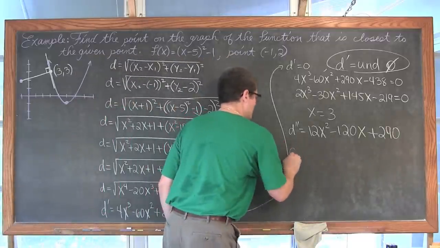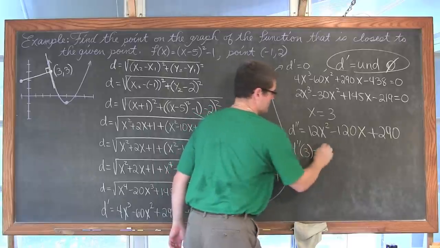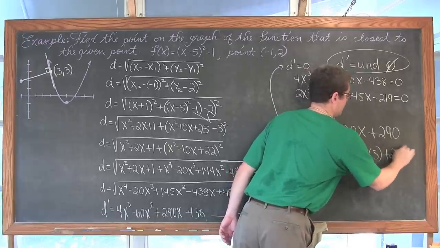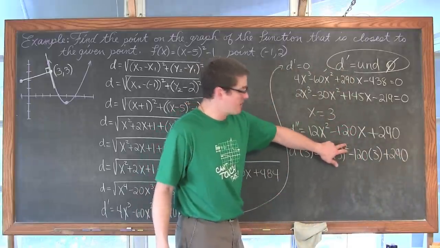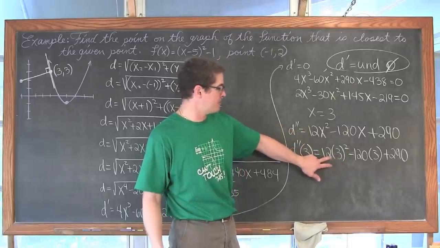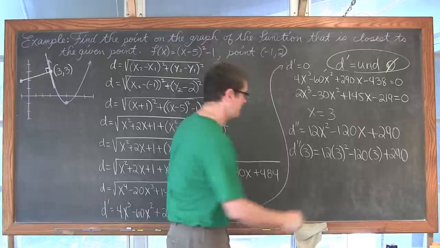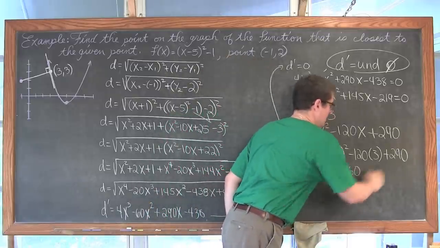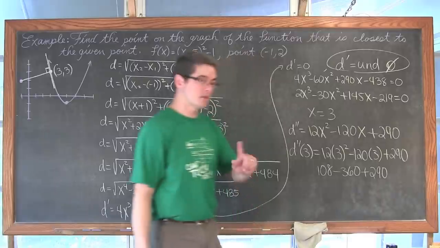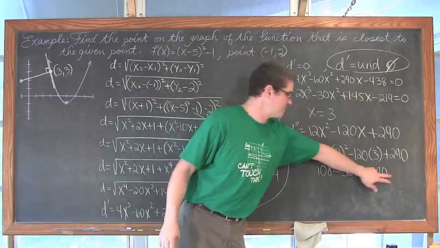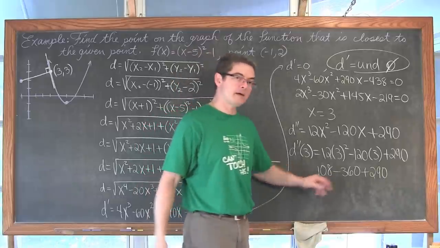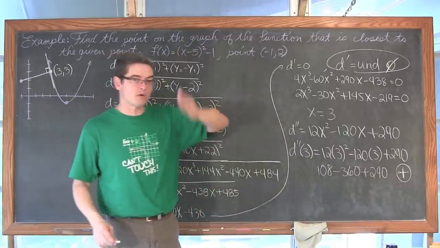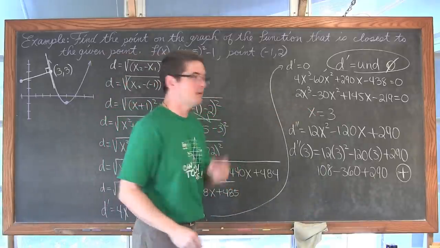So d double prime of 3 is going to be 12 times 3 squared minus 120 times 3 plus 290. Okay, 3 squared is 9, and 9 times 10 is 90, 9 times 2 is 18, so 90 and 18 is 108. We have 120 times 3, which is negative 360, and we have plus 290. So 108 plus 290 is greater than 360, so this is going to come out to be positive. I don't really care what the actual number is. I just care about whether the second derivative is positive or negative. And it's positive, so our function is concave up, and that means we have a relative min at 3.